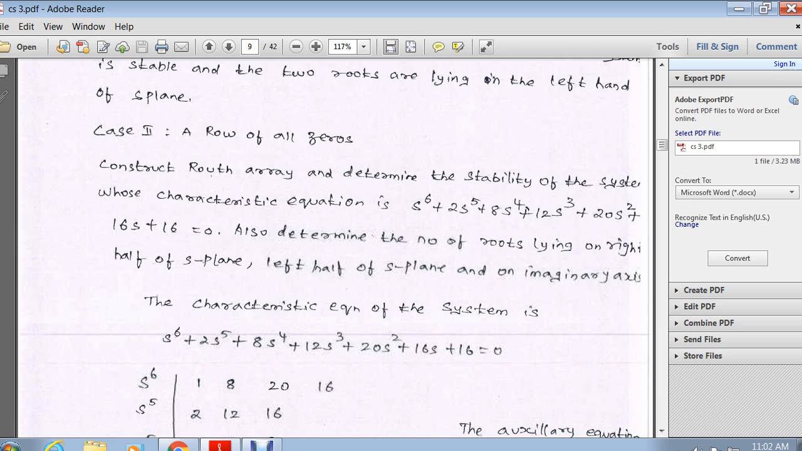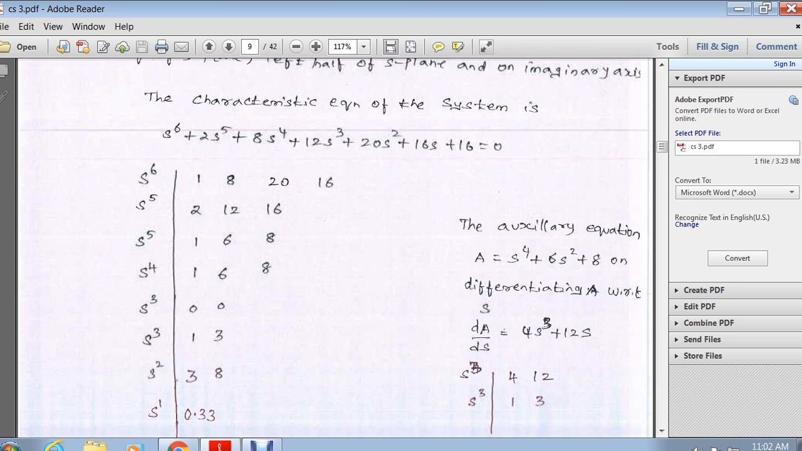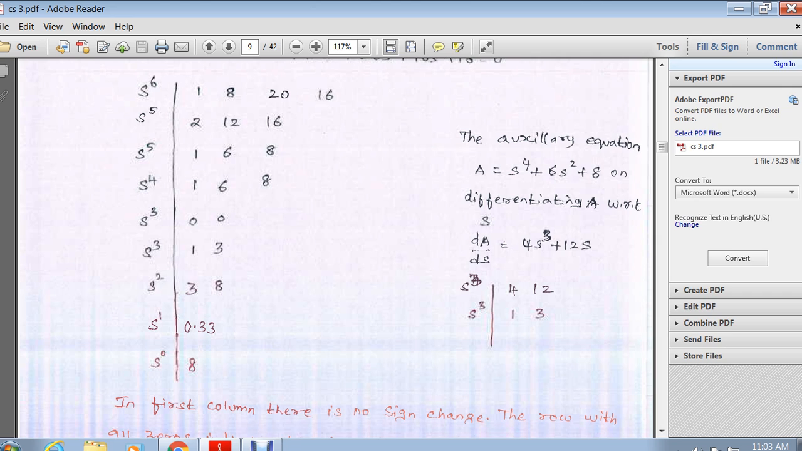For this equation, we need to determine the number of roots lying on the right side of the s plane, the left side of the s plane, and on the imaginary axis. The equation is given as s^6 + 2s^5 + 8s^4 + 12s^3 + 20s^2 + 16s + 16 = 0. For this, we need to construct the Routh array like this. If you observe, there is no sign change in the first column of the given array.